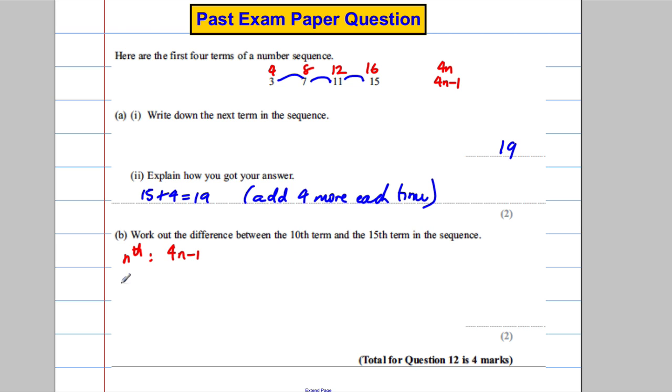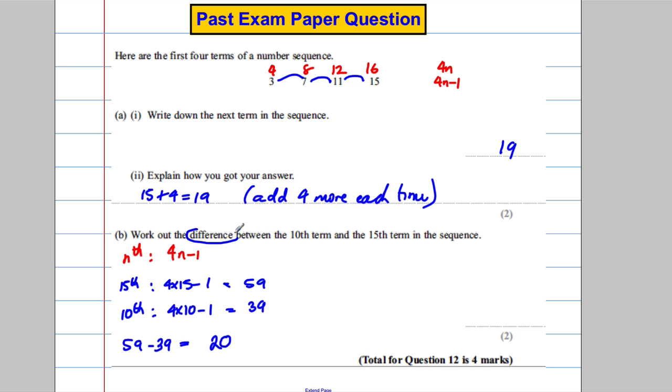I would then say the 15th is therefore 4 times 15 subtract 1. 4 times 15 is 60, subtract 1 is 59. Then the 10th term, that's 4 times 10 subtract 1, which is equal to 39. Therefore, if we subtract them, 59 subtract 39 is equal to 20. So the difference, which means subtraction, is therefore equal to 20, and we're done.